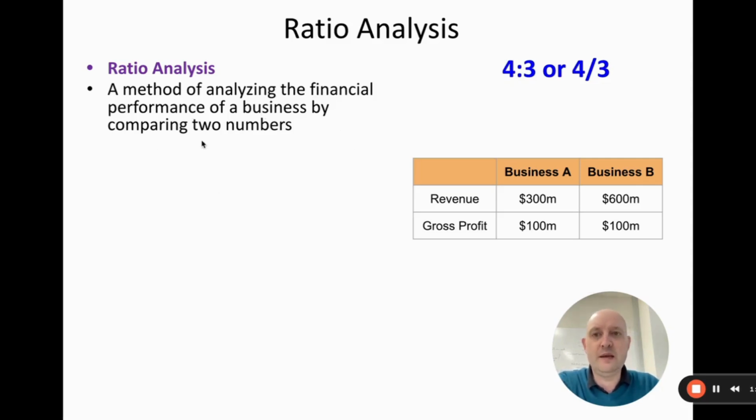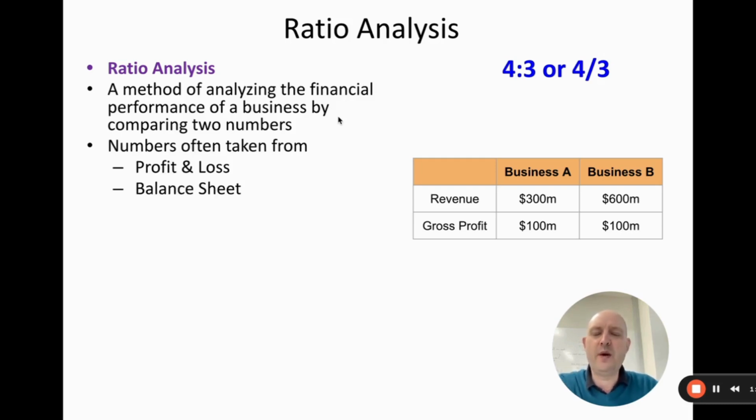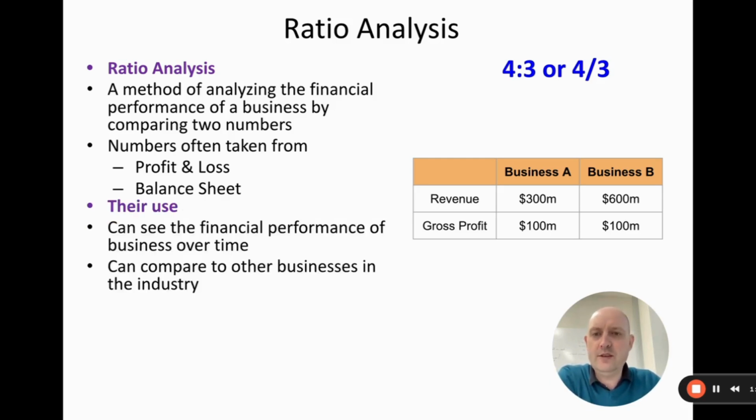Here we're going to be comparing 2 numbers. We normally take them from the profit and loss and/or the balance sheet, but they can come from anywhere. The ones we're going to look at in this chapter are from those 2. Their use is to look at the financial performance of the business over time, so you can compare these ratios between one year and the next. Another way is by looking at other businesses in the industry, so you can compare the ratios for 2 businesses within the industry.